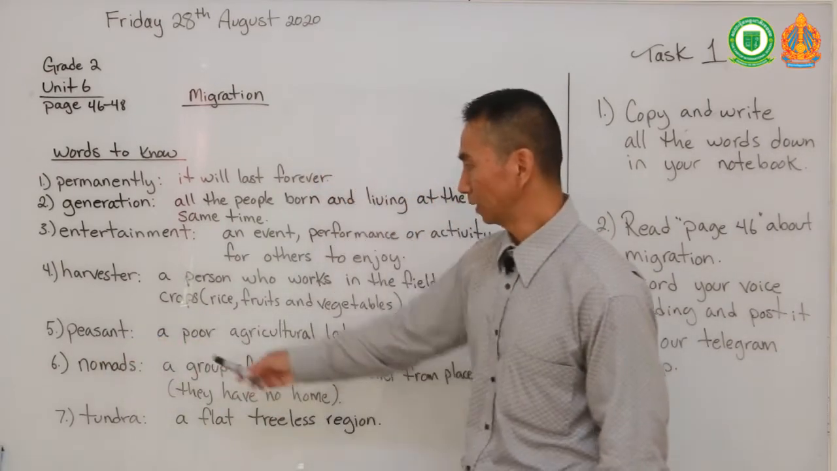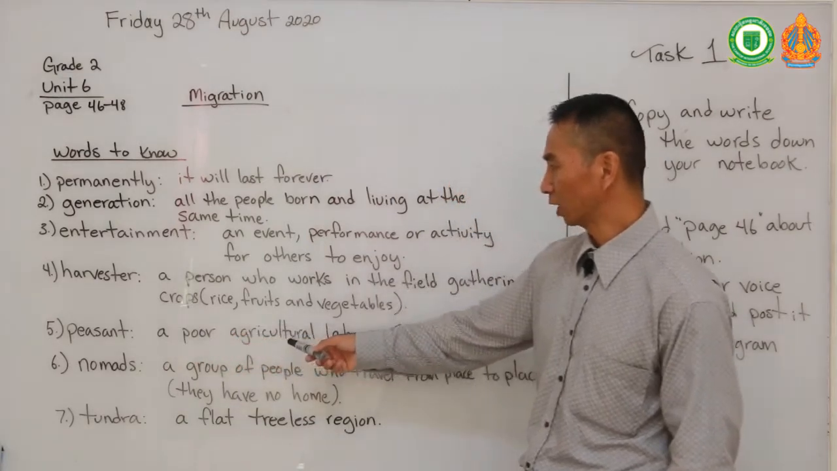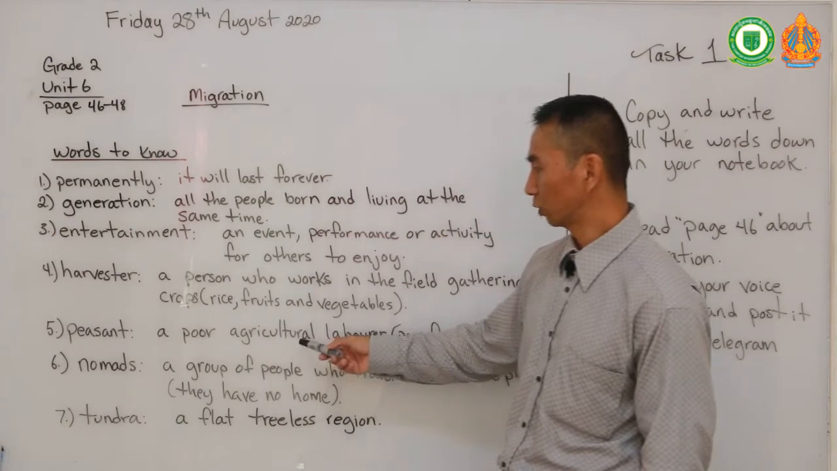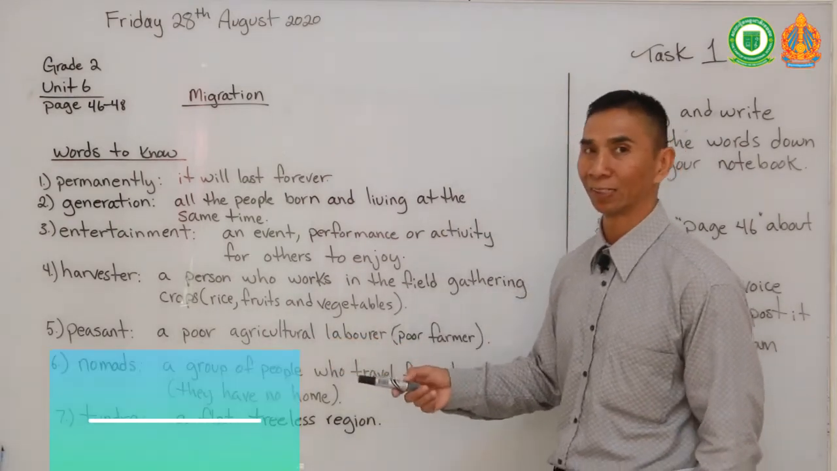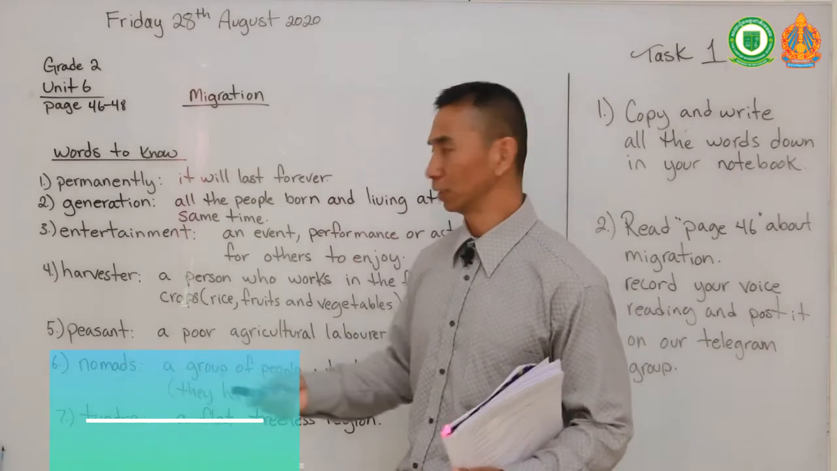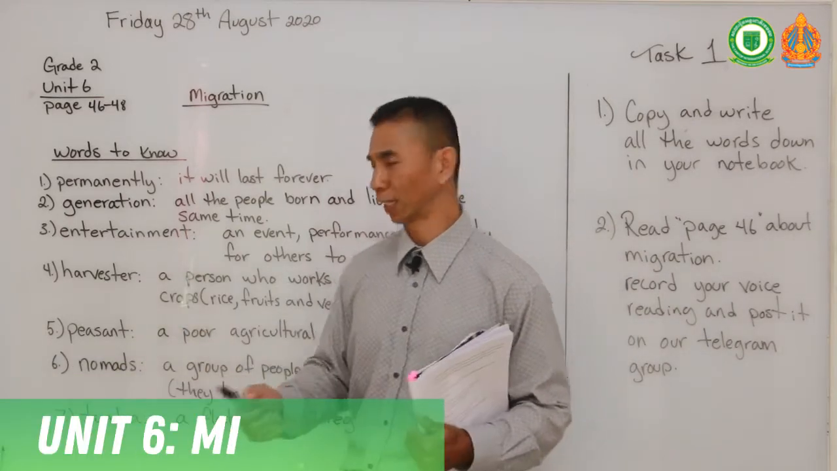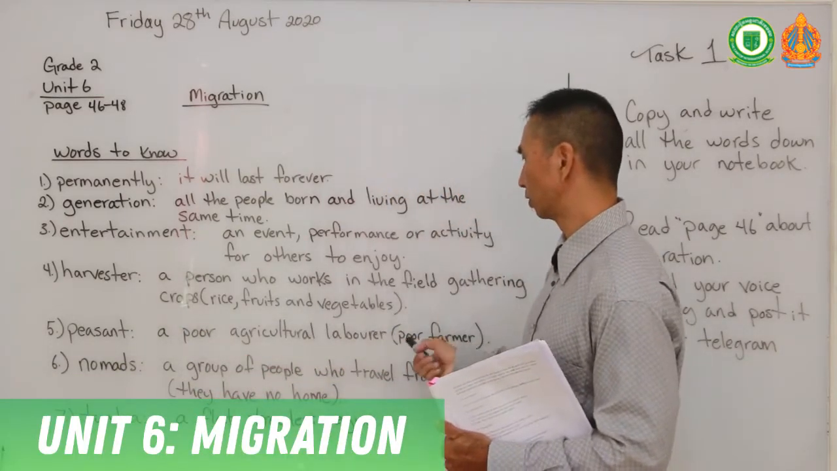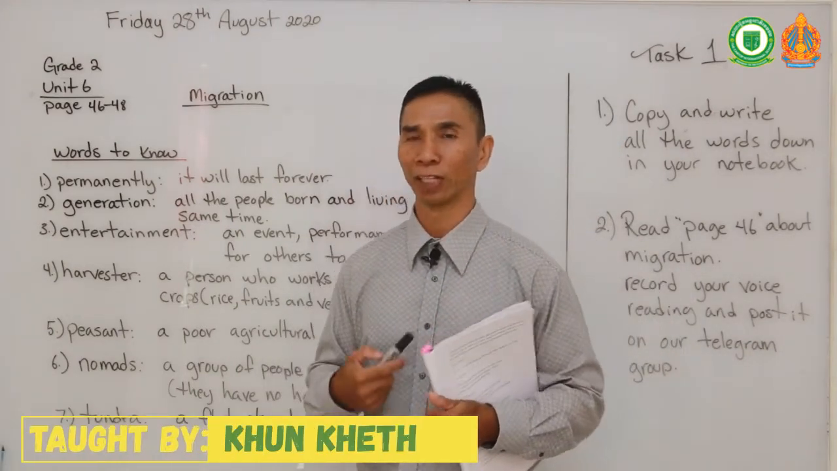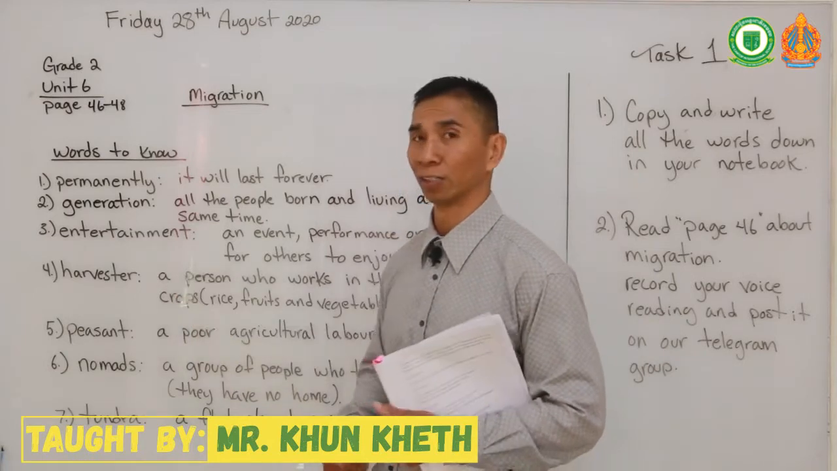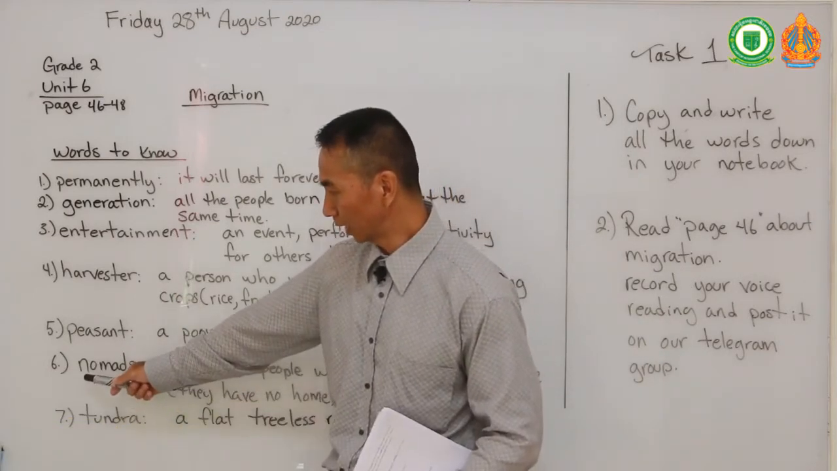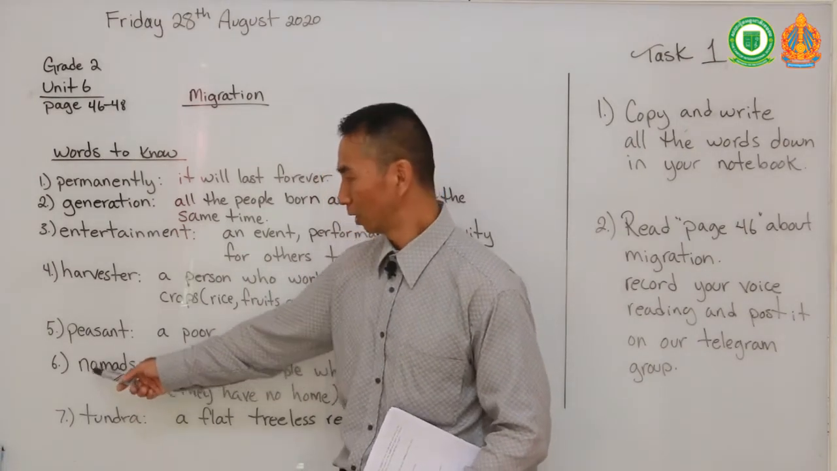Peasants. A peasant is a poor agricultural laborer, meaning a poor farmer. So most peasants are harvesters, meaning that they are poor agricultural farmers. They work hard in the field and they don't have much money, so they have to work really hard. That's what's called peasants. And the sixth word is nomads.